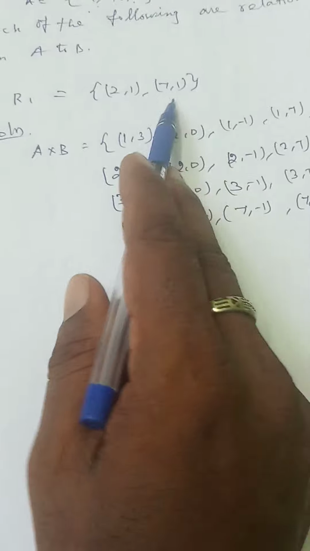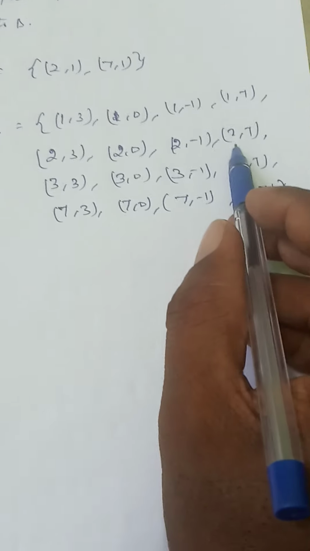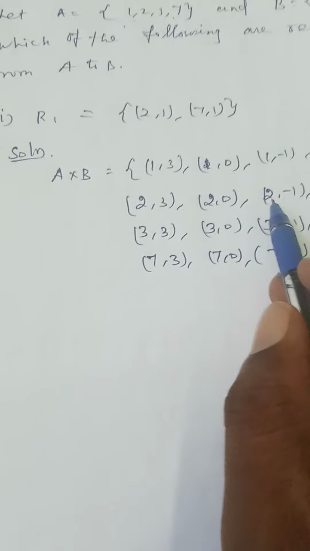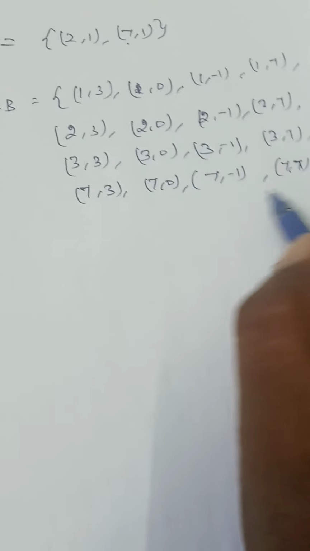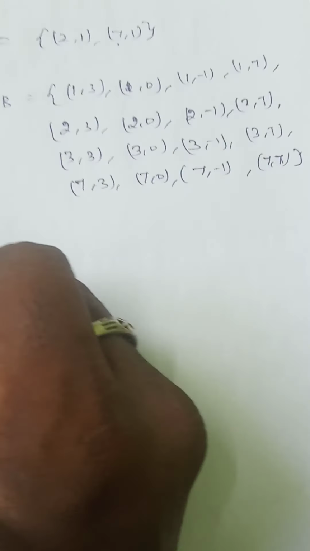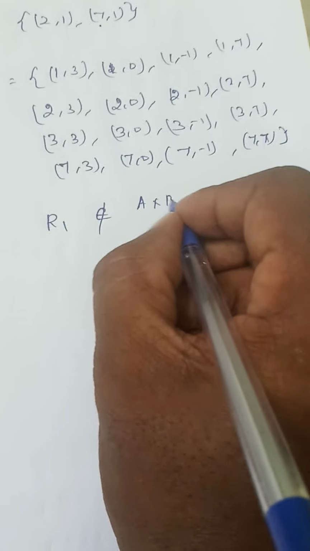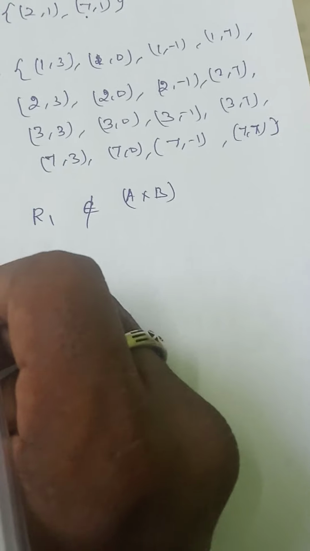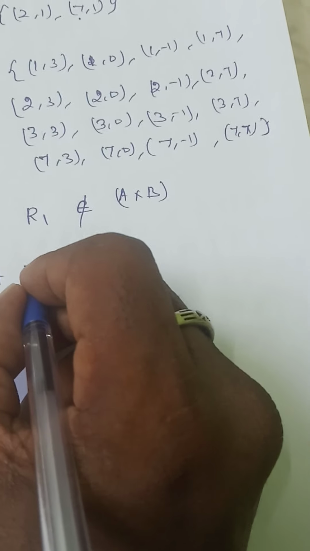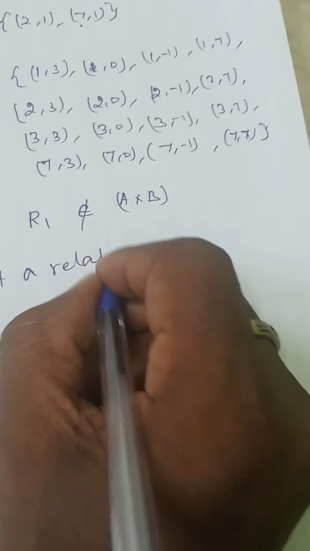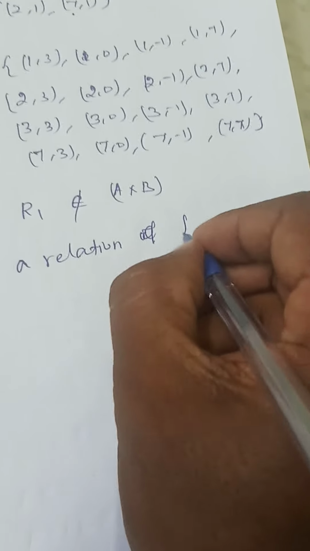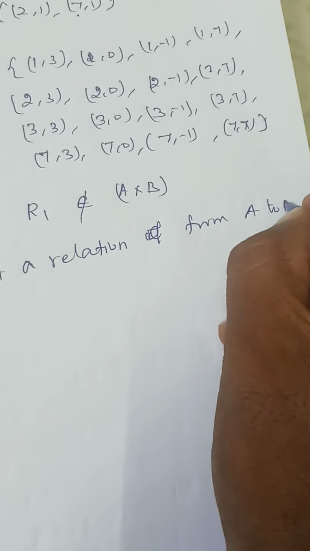First one, you find R1 equal to {(2,1), (7,1)}. Is (2,1) in A cross B? No. And (7,1) is also no. So R1 does not belong to A cross B. That is not a relation from A to B.